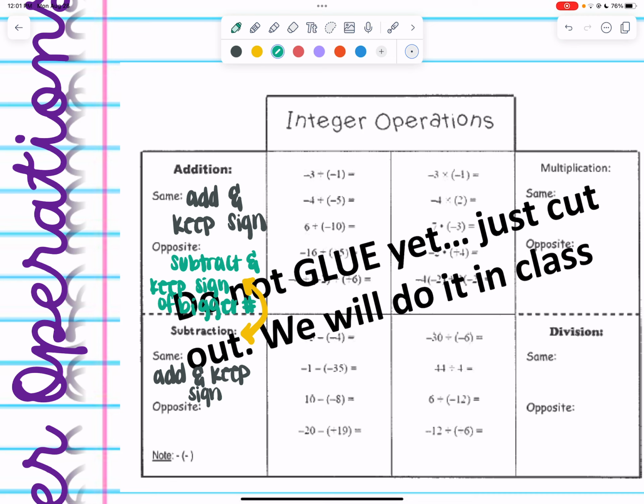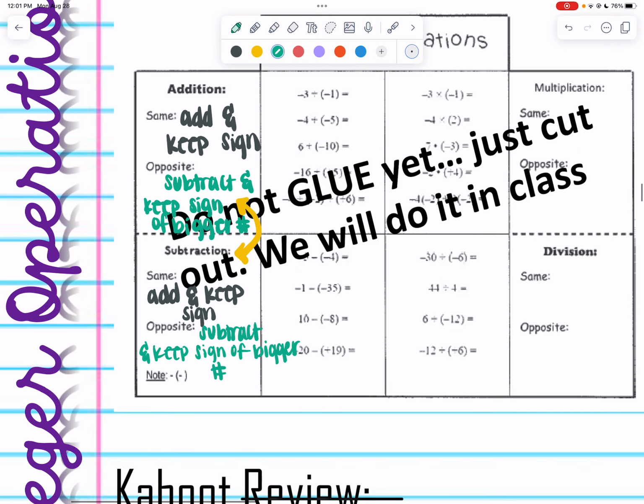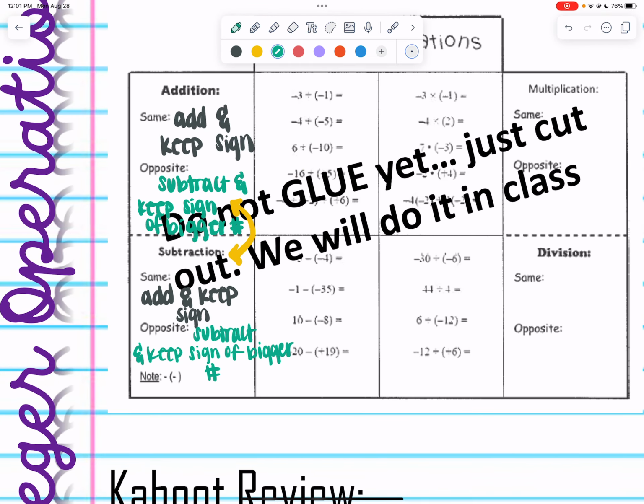Same thing down here. If they are opposite signs, you are going to subtract and keep the sign of the bigger, hopefully yours fits on a little bit nicer, bigger number. And then something to note, minus a negative number is going to turn into a plus sign. I'm going to actually write that below just so we can see that the negative turns into one big plus sign.